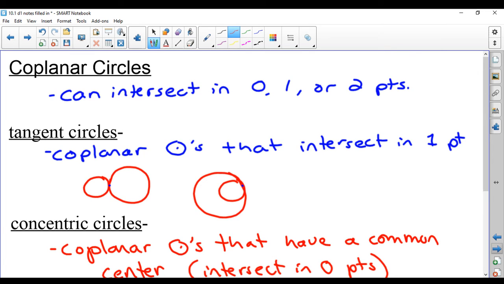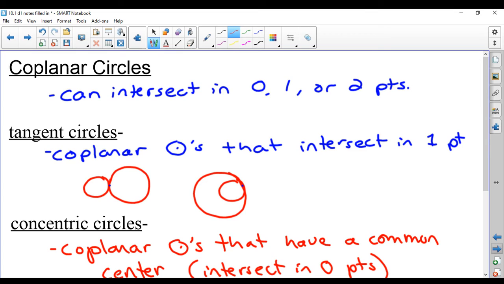Couple other terms, lots of vocabulary again today. Coplanar circles. We know that coplanar means they're all in the same plane. When we have coplanars, they can intersect in 0 points, 1 point, or 2 points. Tangent circles, so circles that are tangent to each other, are coplanar circles that intersect in 1 point.